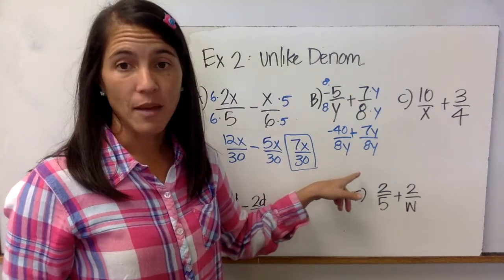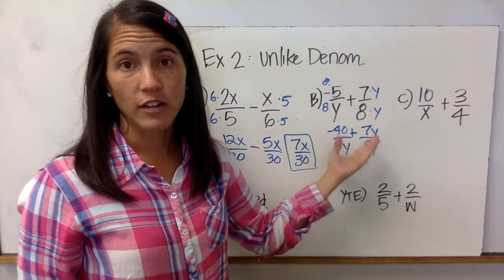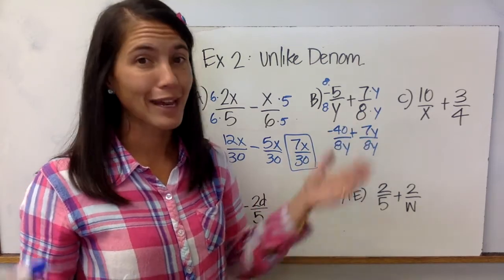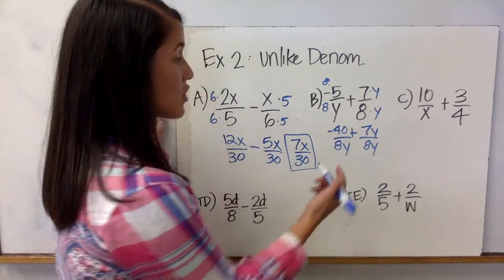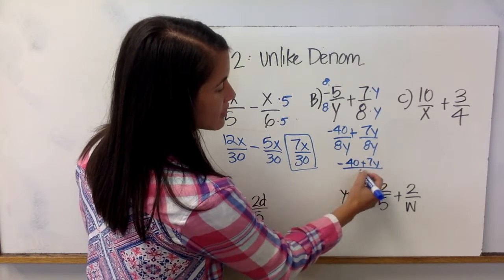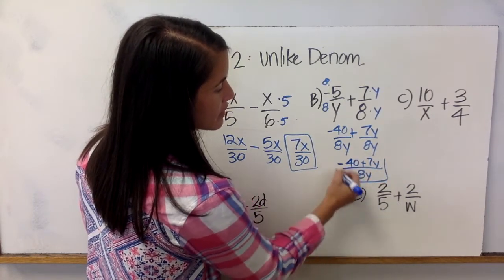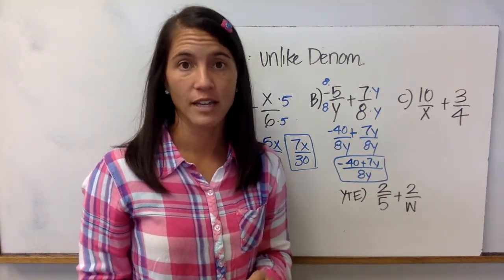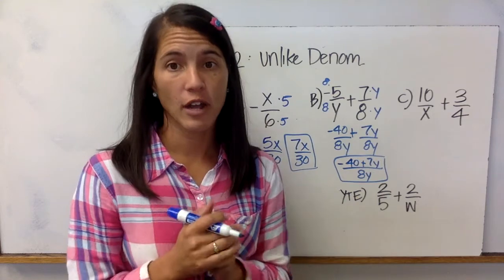I have a common denominator, so now I need to simplify my numerator. I have negative 40 plus 7y. Well, those are not like terms, so I cannot add them together. So I'm just going to leave my answer as an expression: negative 40 plus 7y over 8y. It's okay to leave your numerator as an expression.